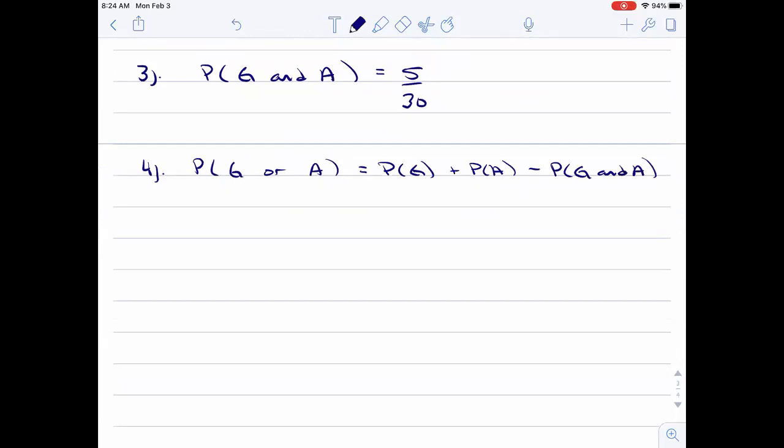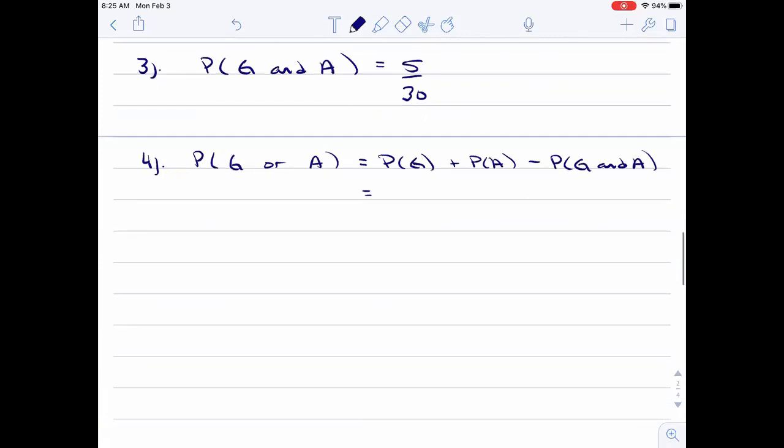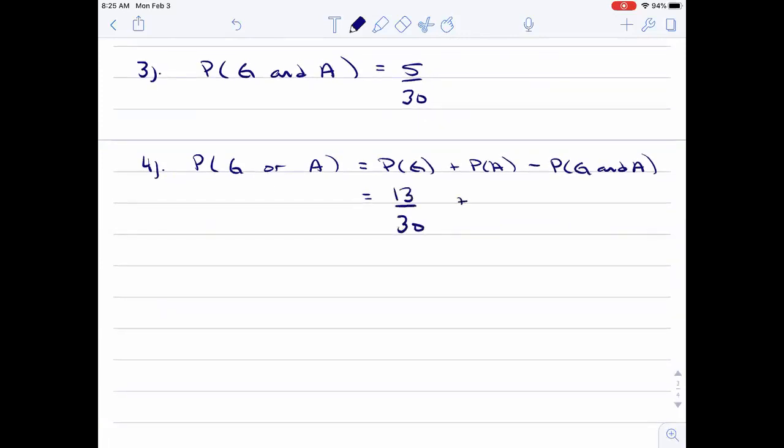You can do it from the table and double check, but I would recommend that you just stick to the formulas as soon as you have enough to use the formula, right? And we talked about, well, we only need 3 of these things to solve for the 4th, right? And it's not necessarily always solving for the probability of G or A. Could be solving for any one of those things. And so the probability of G, we said was, what, 13 out of 30? Plus the probability of A was 9 out of 30 minus the probability of G and A, which is 5 out of 30.